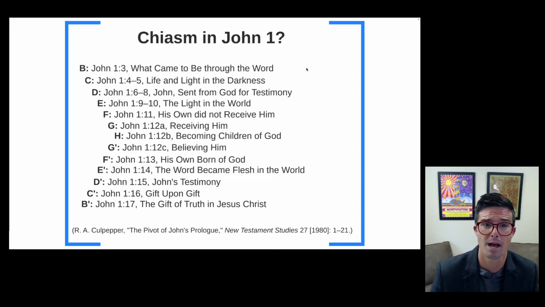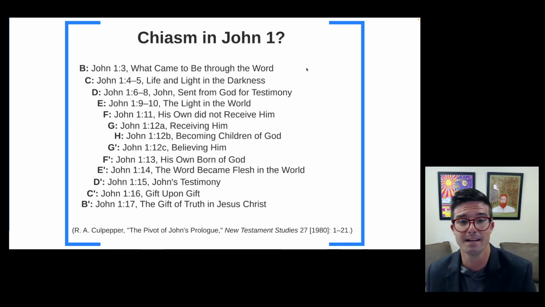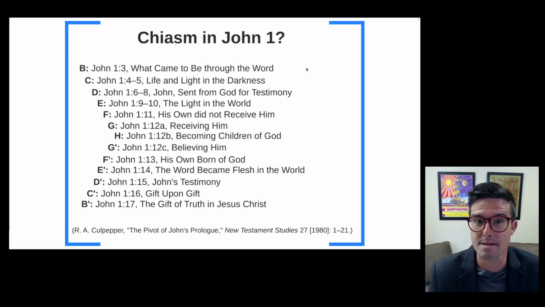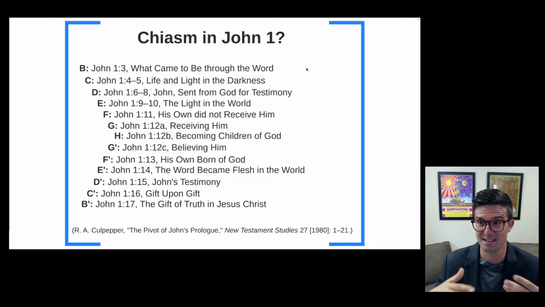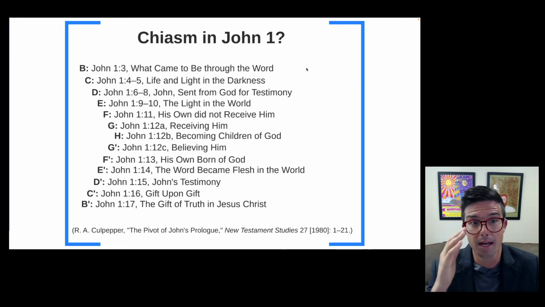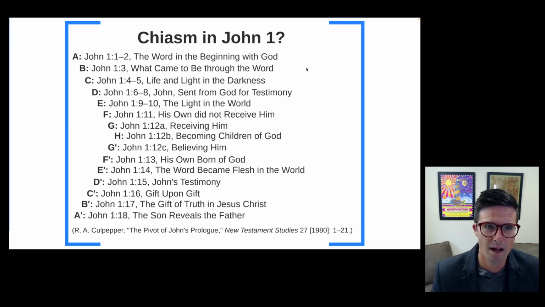In B and B prime, we have what came to be through the word and the gift of truth that is in Jesus Christ. So something sort of happens by means of Jesus, though using different symbols again for Jesus. In one case, Jesus' actual name in B prime, the bottom one, and the word through the word in B. And then finally, with A and A prime, we have the word in the beginning with God and the Son revealing the Father. So we have a relationship between Jesus and the Father in both of these, again, though, with different terms. With A, it's the Word and God, and with A prime, it's the Son and the Father.